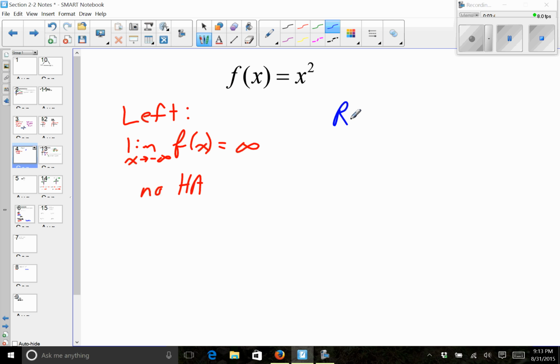As I go to the right, my limit as x approaches positive infinity of x squared: well, it's 10 squared, a million squared, 10 trillion squared. These are going off to positive infinity also. So because my limit doesn't equal a value to the right, there is no horizontal asymptote.